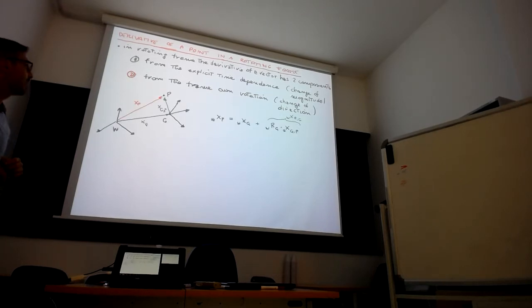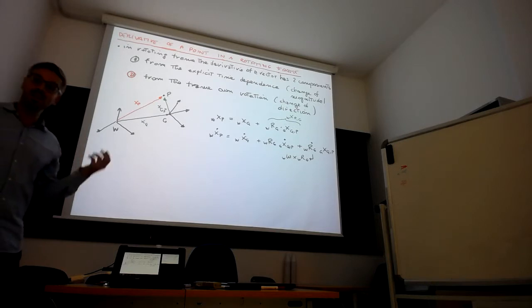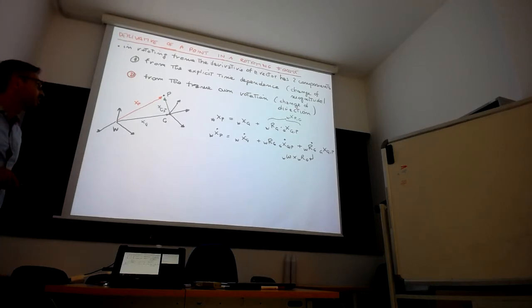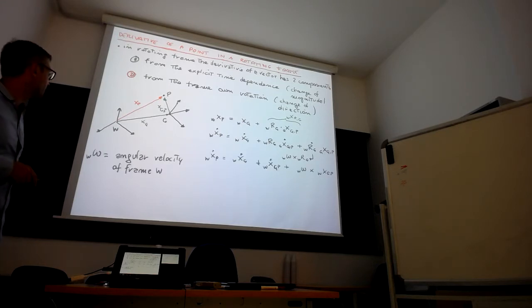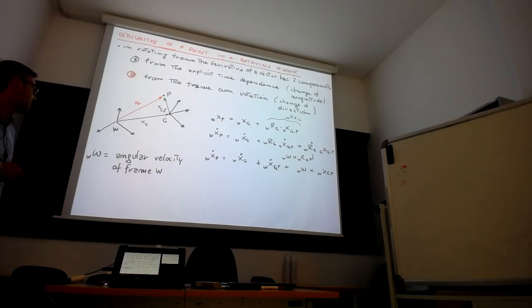To account for this, let's say we are defining the position of this point in an inertial frame W, and we have that the point P's position is the position of the frame G plus the relative position in the frame G, rotated in the inertial frame. If you differentiate this, we get the velocity of the frame G plus the rotation matrix times the derivative of this relative vector plus the derivative of the rotation matrix times the relative vector. And we saw last time, or remember a while ago, that you can define the derivative of the rotation matrix this way, where omega is the angular velocity of the frame G expressed with respect to the frame W, so this is wrong.